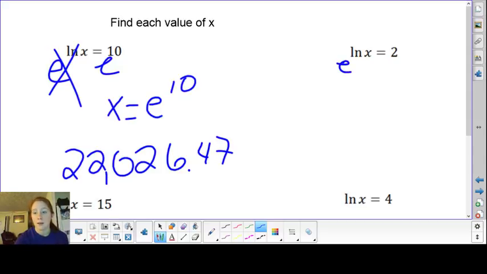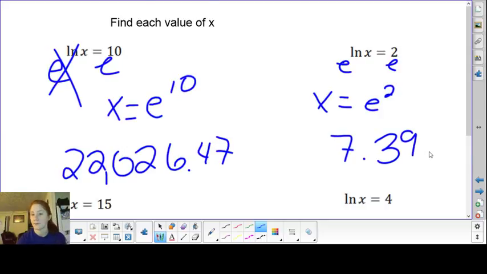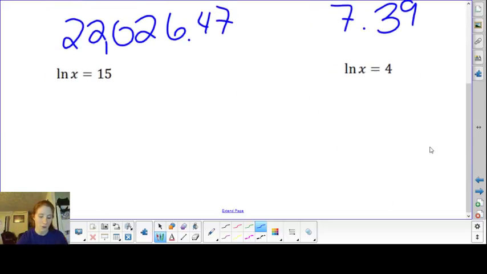Again, I see ln, so I'm going to do e. So I'm left with x is equal to e squared, which is 7.39. Do these last two, and yes, you're going to get a big number for this third one.